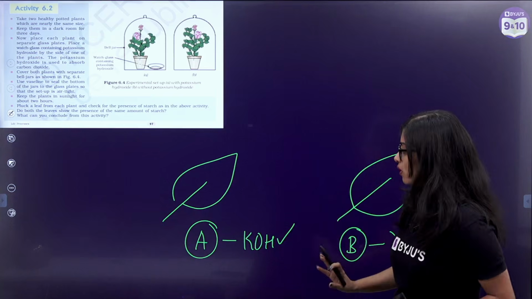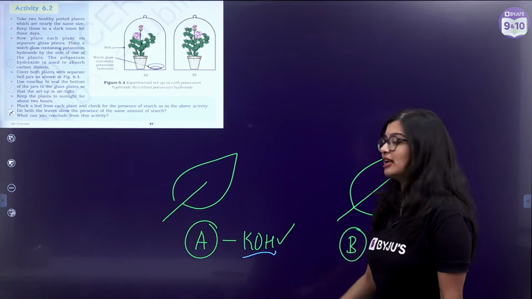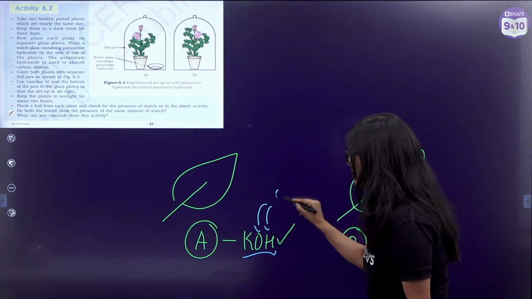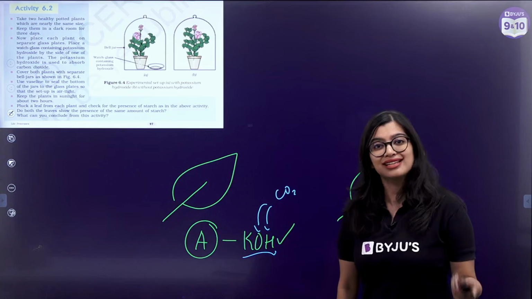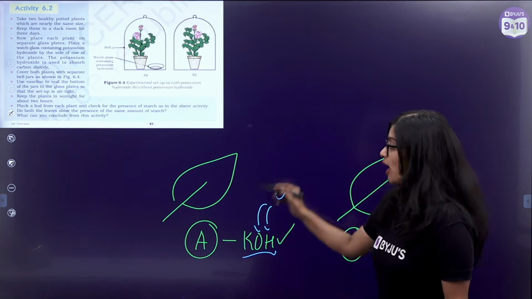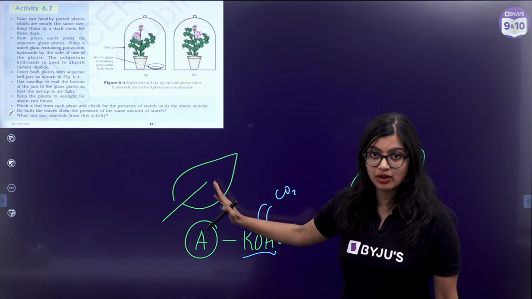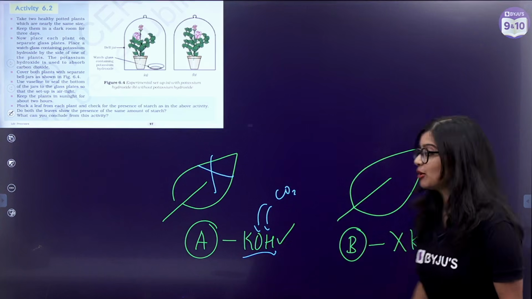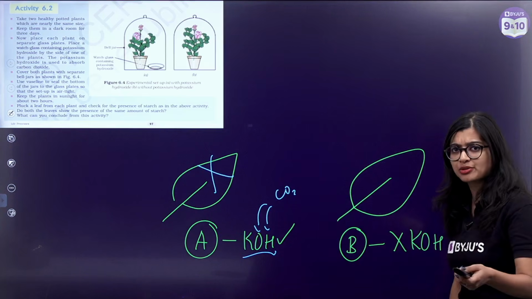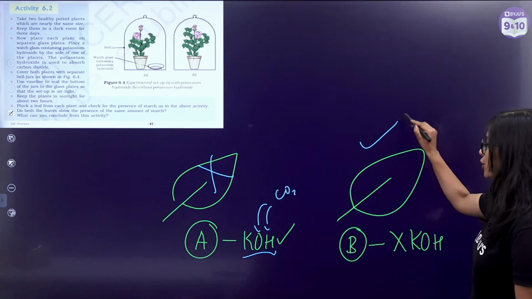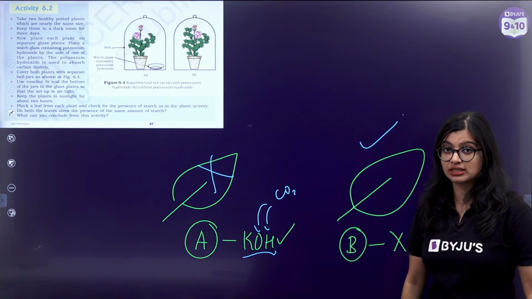So now we know that leaf A was in a bell jar that had potassium hydroxide, which absorbed all my carbon dioxide. Carbon dioxide is necessary for photosynthesis. It is a raw material for photosynthesis. So has photosynthesis occurred in this particular leaf? No, because the raw material was not available. But what about leaf B? There was no potassium hydroxide, nothing hampering the process, which means in this particular case, photosynthesis has happened.